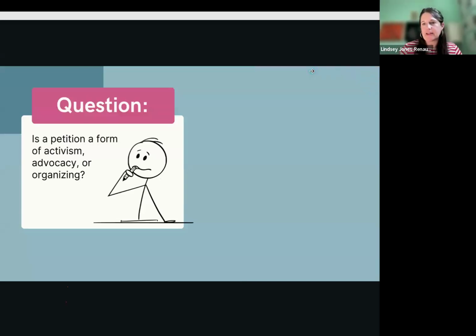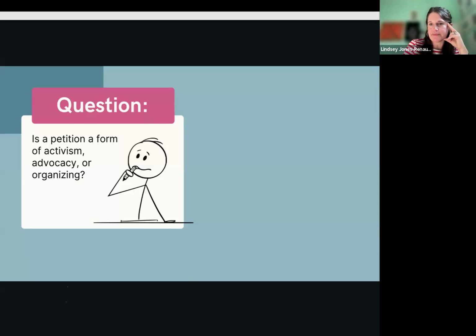So let's stop and think about that. So we talked about these four things: advocacy, activism, organizing, service provision. So I want to ask you a question. Is a petition, so a petition that someone makes, so say a petition that says girls have the right to go to school, girls in Afghanistan should be allowed to go to school. Is that a form of activism, advocacy, or organizing? What do you think?